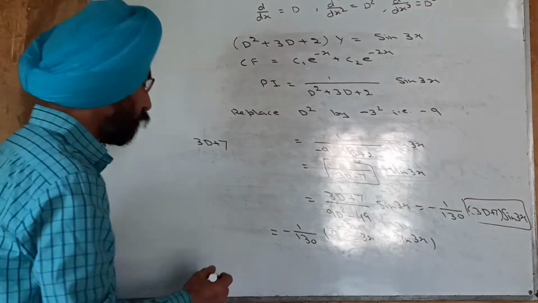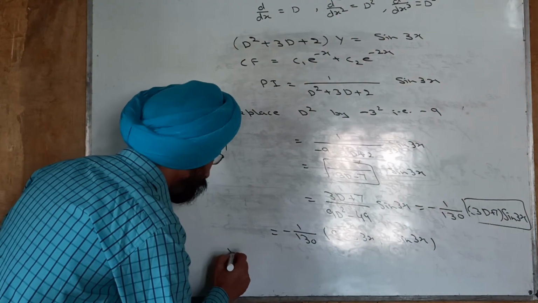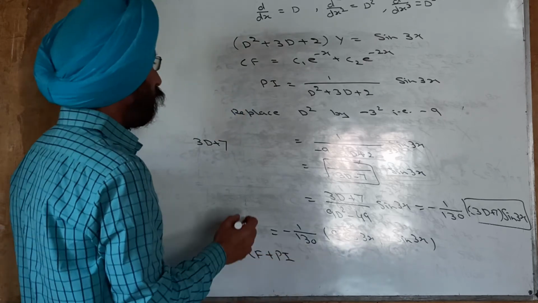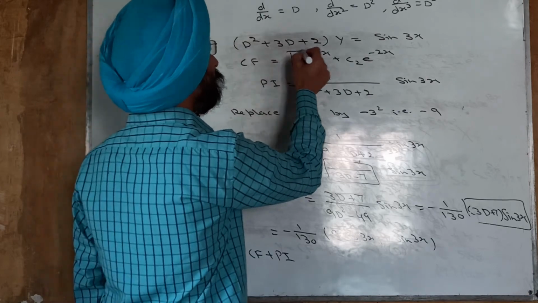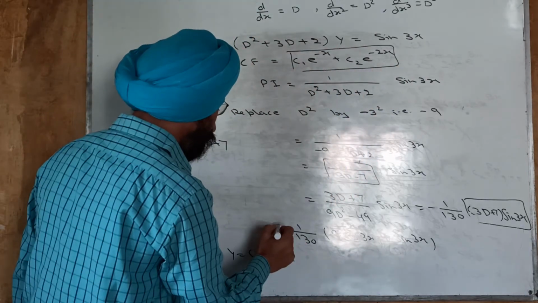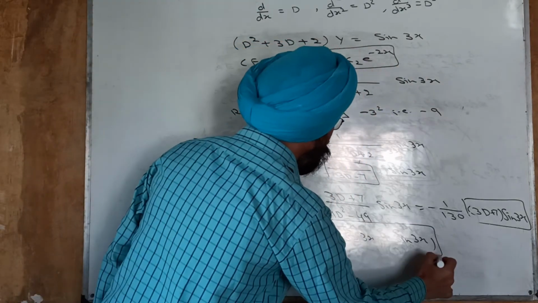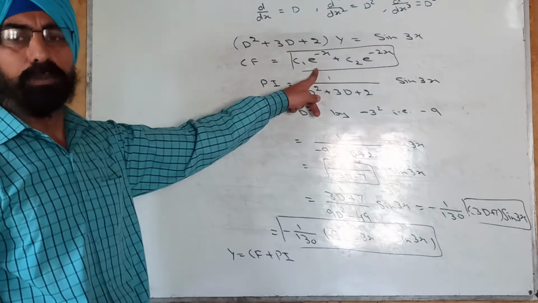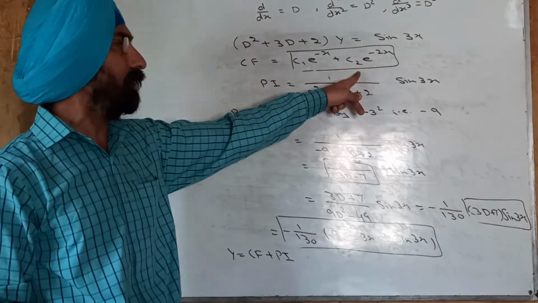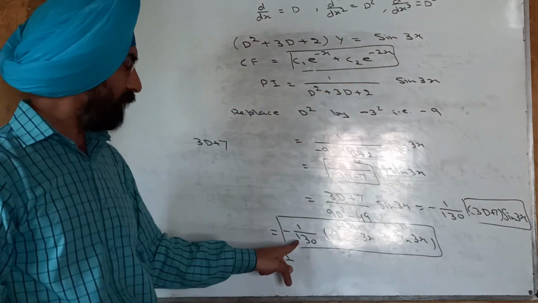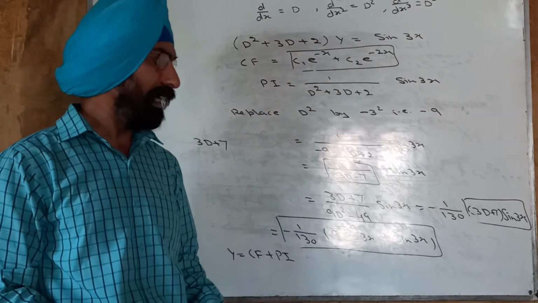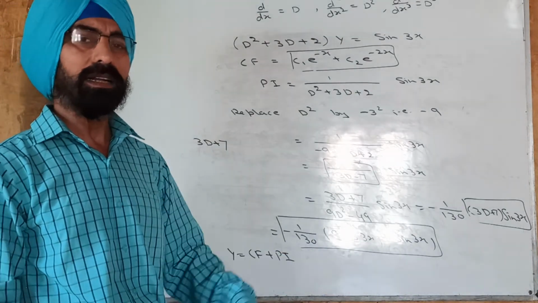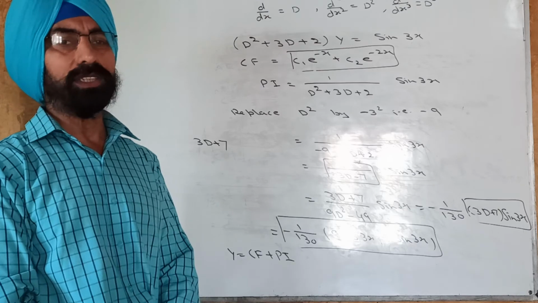And what is the complete solution? The complete solution will be y is equal to CF plus PI. So here is your CF and here is your PI. So you just have to write y is equal to CF plus PI. CF means c1 e power minus x plus c2 e raised to power minus 2x, plus PI means minus 1 upon 130 times 9 cos 3x plus 7 sin 3x. So this will be the final solution of this differential equation.